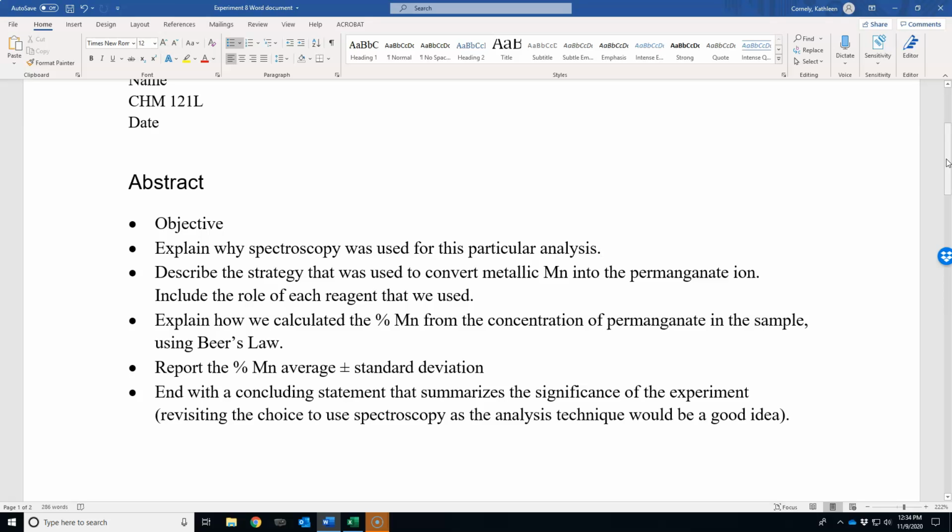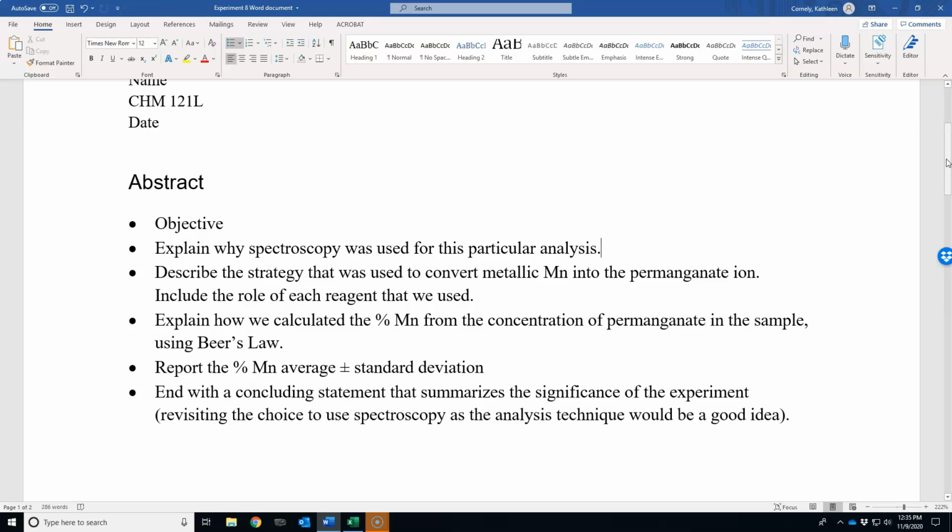So the next thing you should do is describe the strategy that was used to convert the metallic manganese in the steel wool into the soluble permanganate ion. There was a whole series of reactions that we did, a whole series of reagents that we used. So you should describe the reagent that we used, and describe what that reagent did. That was covered pretty extensively in the pre-lab video, so as resources for this you can use either the lab manual or the pre-lab video.